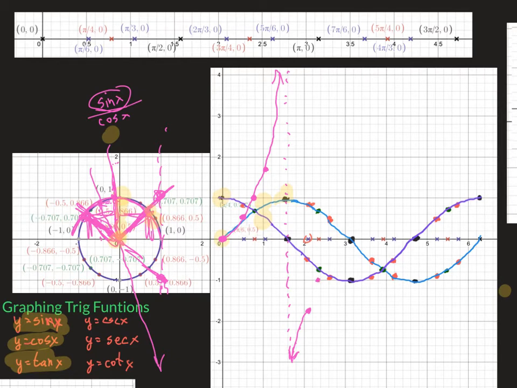1 over root 3 here, which is about 0.577. And once we get to exactly pi, now the sine is 0, the cosine is -1. Well, 0 over -1 is simply 0. So it crosses right here. But also, the slope, as you can see, is 0 because it's a straight line across. You start going down again.